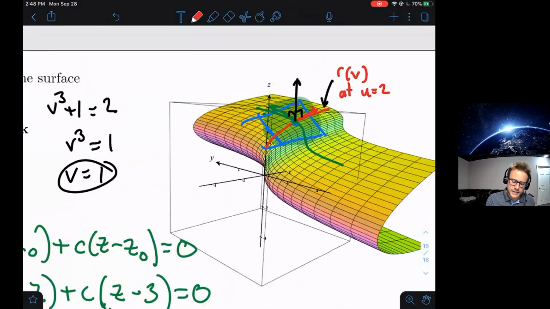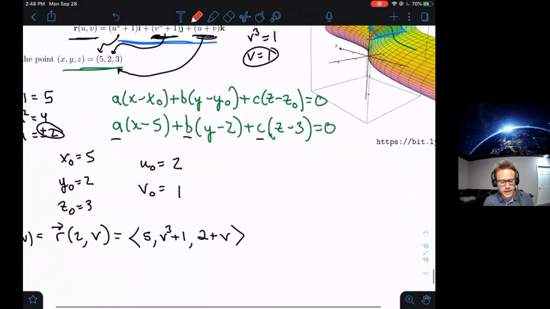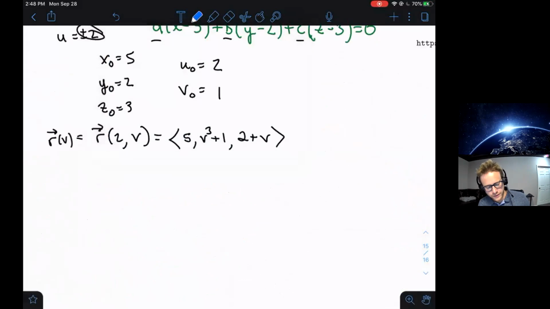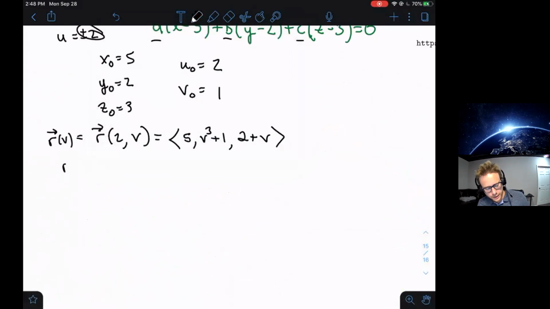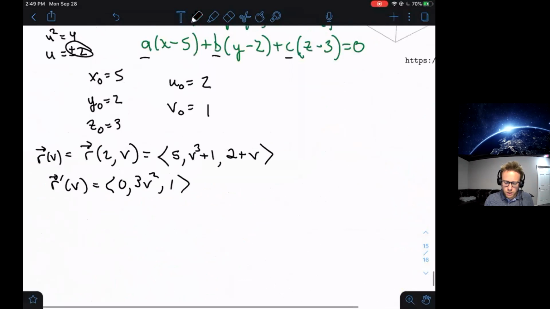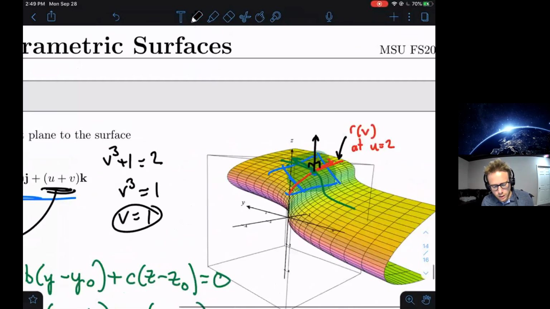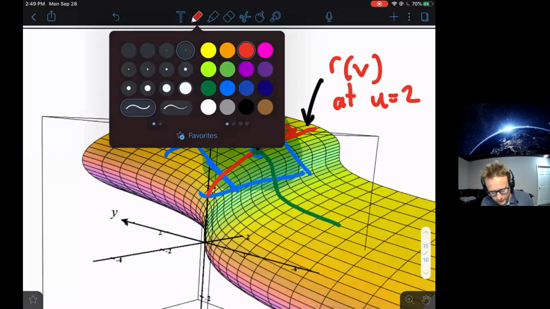So we want to find its tangent vector. So I'm going to go ahead and take a derivative of this. Let me stay consistent with my coloring here. We get 0, 3v squared, and 1. And this would give us our tangent vectors all along this curve, right? So all along this curve, we get a whole bunch of different tangent vectors.